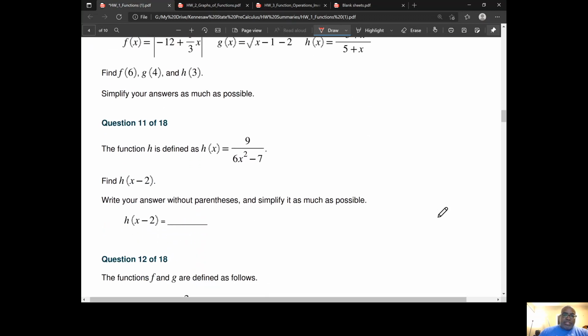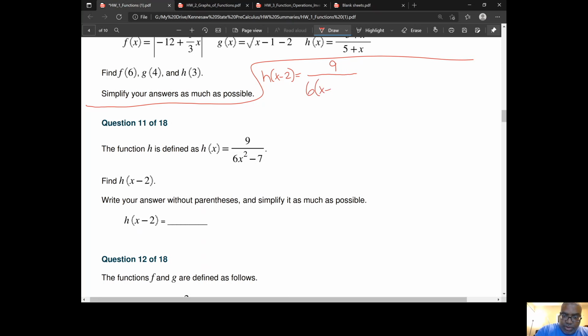For number 11, h of x minus 2. All right, let's do it. So h of x is that. So h of x minus 2 is same principle. 9 over 6 times x minus 2 squared minus 7. Okay, hold on, let me get this right. Okay, there we go. All right.